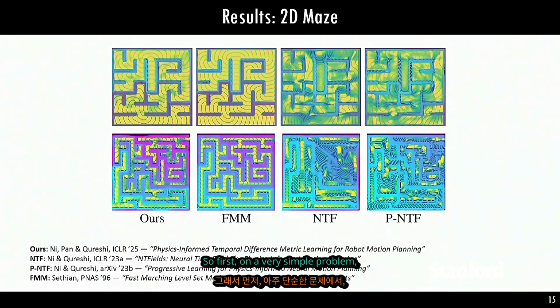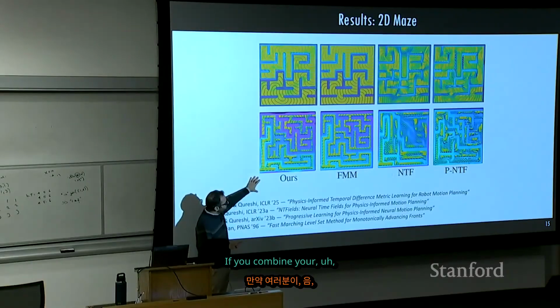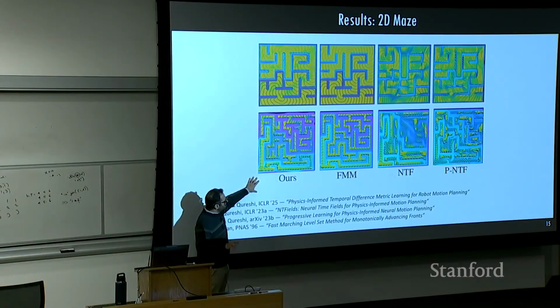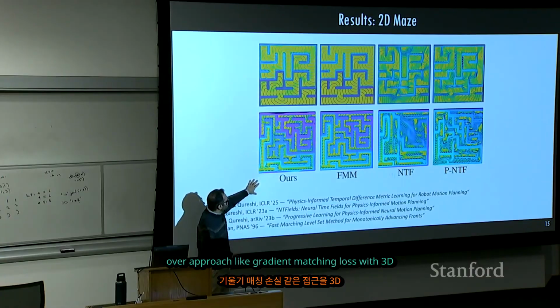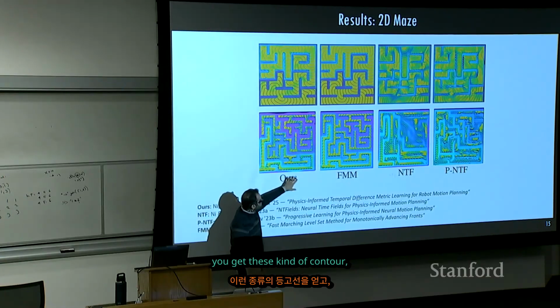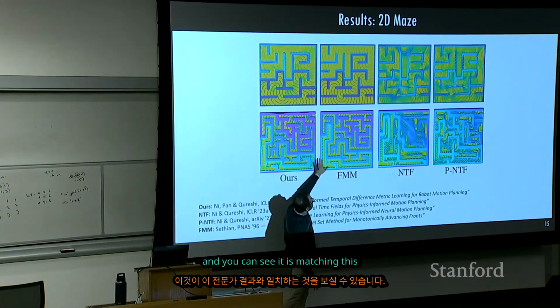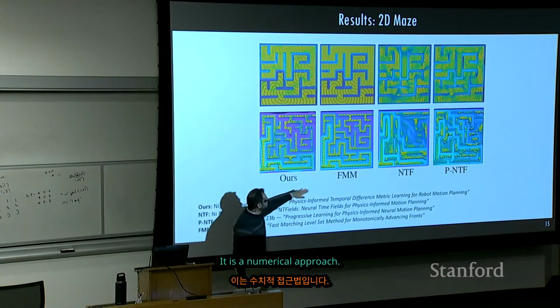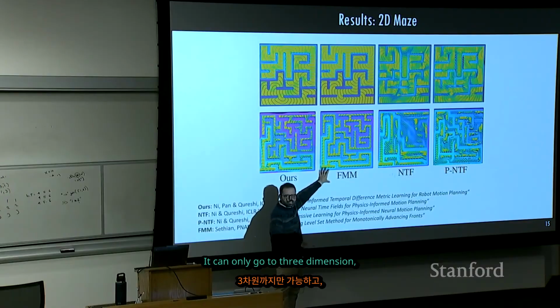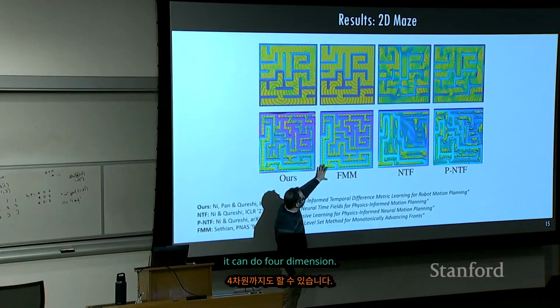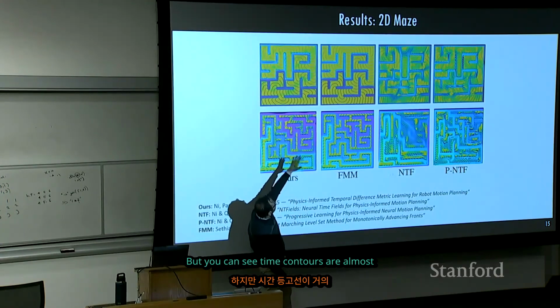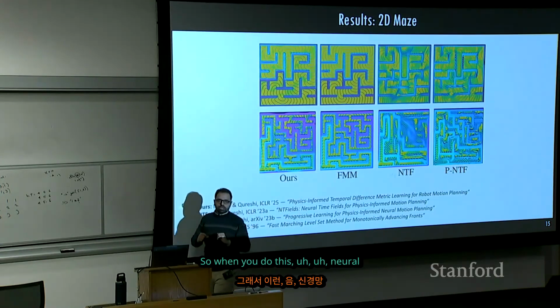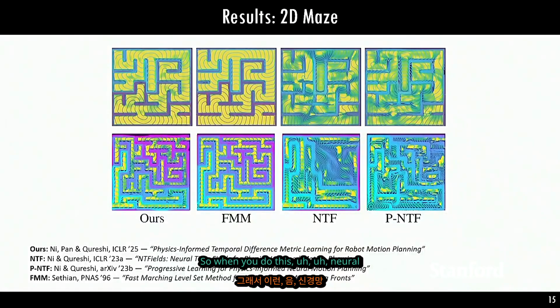So first, on a very simple problem, this is a maze-like environment. If you combine our approach, gradient matching loss with TD learning, you get these kinds of contours, and you can see it is matching this expert FMM. It is a numerical approach. It can only go up to 3 dimensions, and if you have a very good computer, it can do 4 dimensions. But you can see the time contours are almost similar. So when you do this neural network approach, it can capture a similar solution.